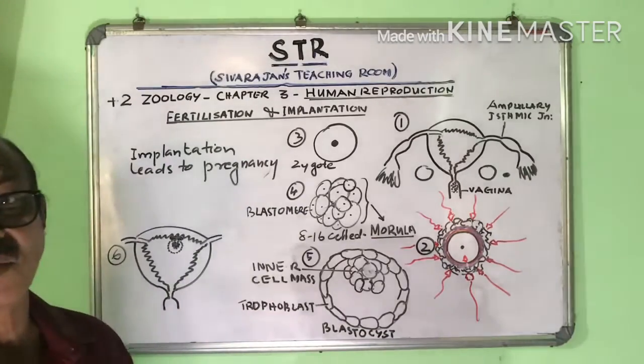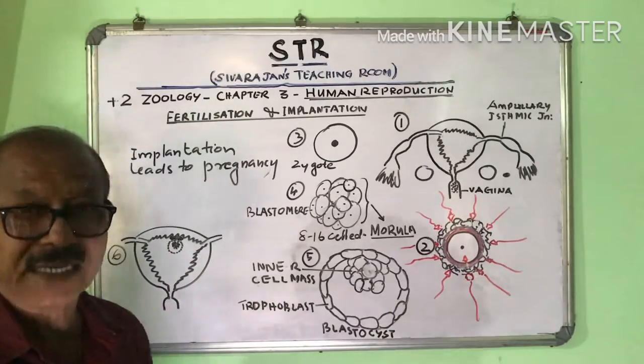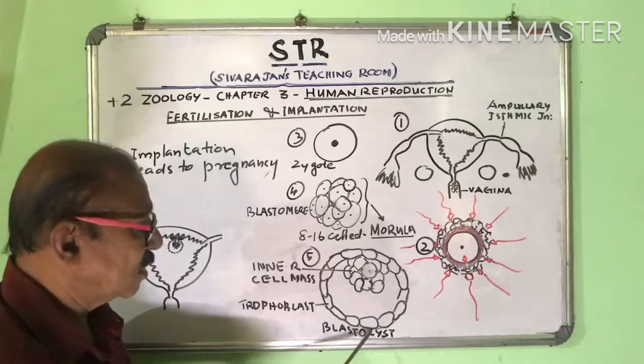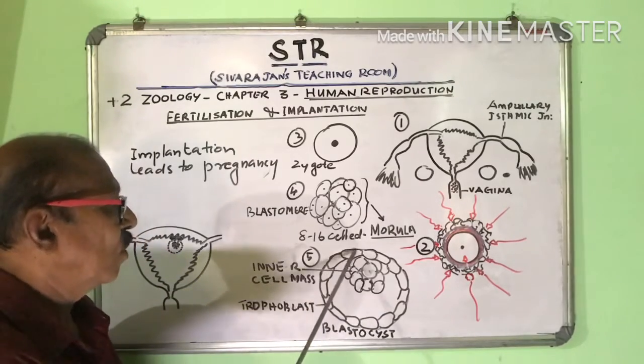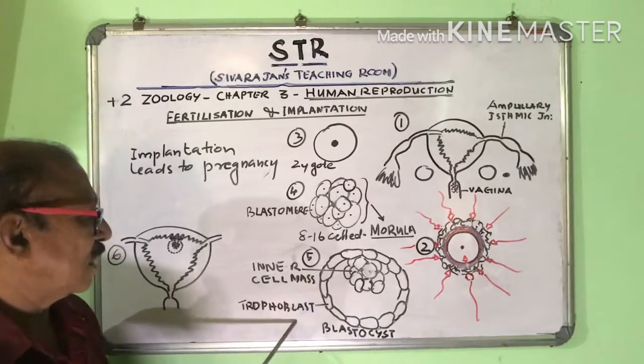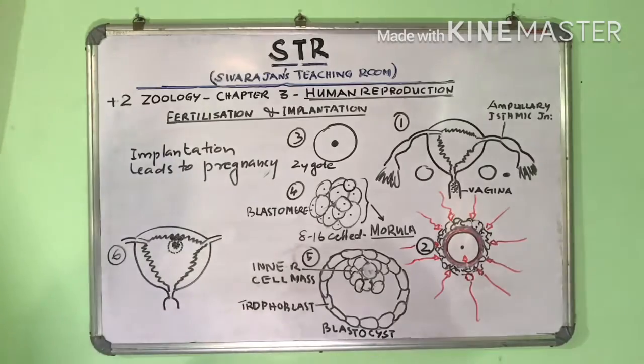Again these cells undergo mitotic division and increase, and the cells rearrange themselves and become the blastocyst. The blastocyst has an outer layer made of one layer of cells called the trophoblast, and the group of cells inside is called the inner cell mass.